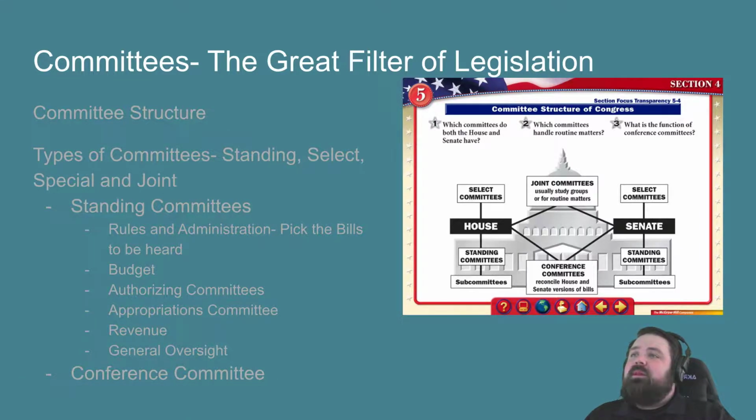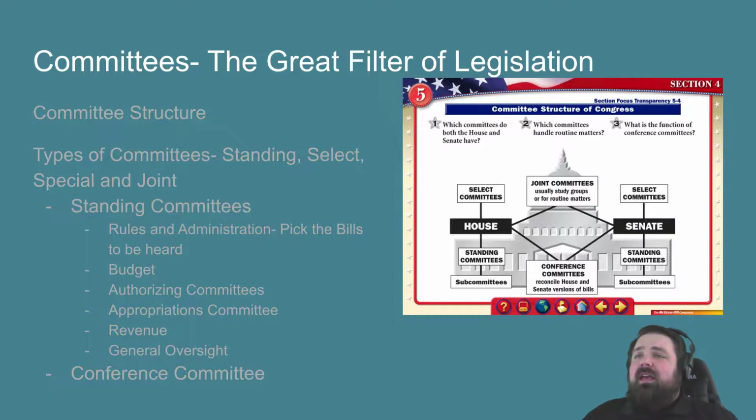Right. So what we see is that there's really three major kinds of committees within the system. There's our standing committees, which are legally obligated to always exist. There's select committees, which deal with kind of upcoming issues, and there's special or joint committees, or the conference committee, which are kind of study groups for routine matters, or that try to bring together House or Senate bills. So let's take a look at this.